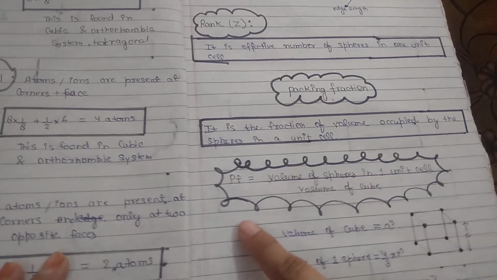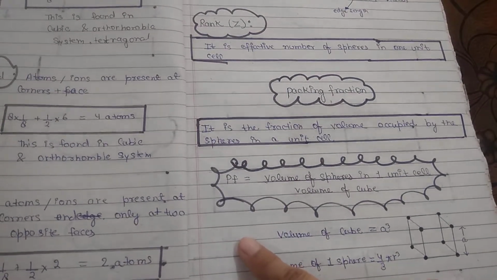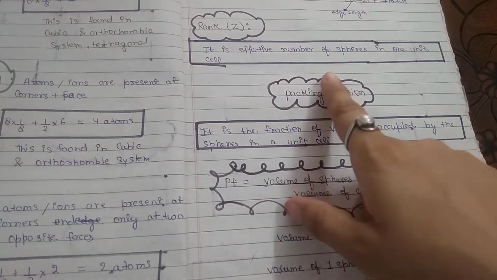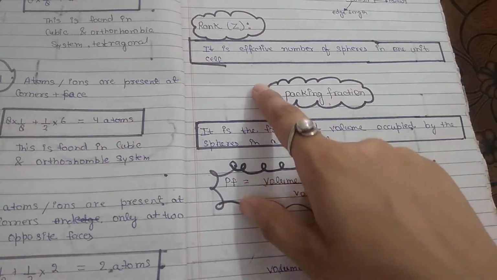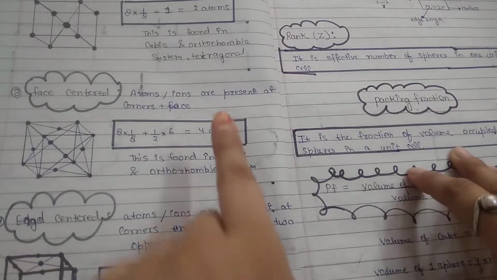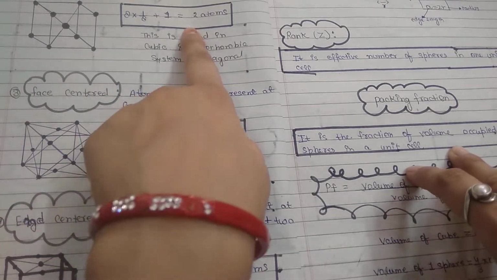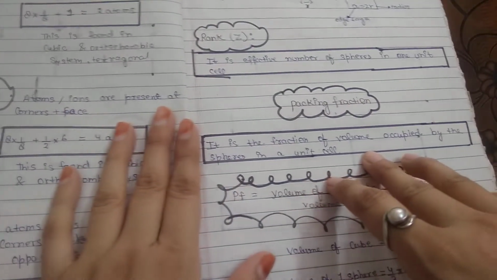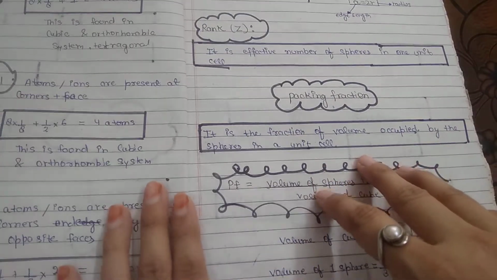Now we will study about the rank. What is a rank? It is the effective number of spheres in one unit cell. Effective numbers, that is 1 atom, and there is 4 atoms and there is 2 atoms. What is this? This is the effective number of atoms which are present in one unit cell.